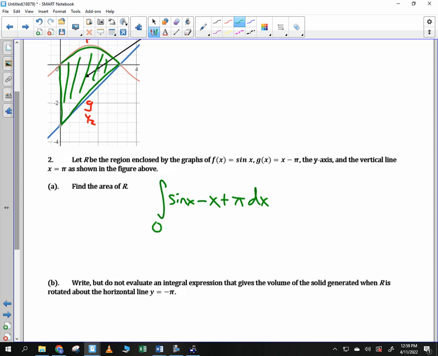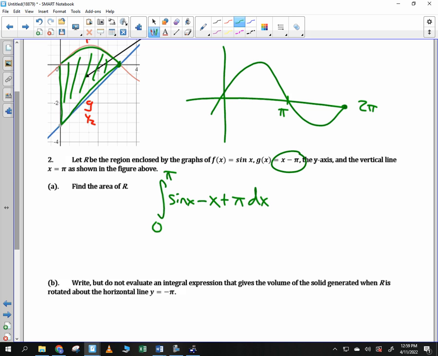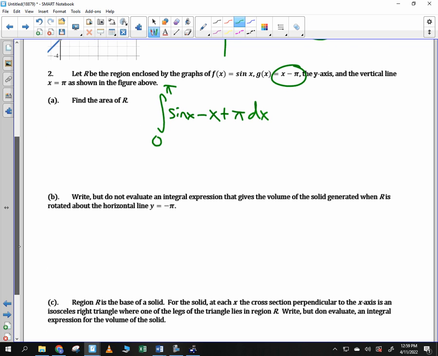Sine function, tell me anything about it. What's the period? 2 pi, so what's halfway in between? Pi, so where is this going to cross? Pi. Folks, look at x minus pi. Where is that going to cross the x-axis? Pi, right? So you can see how that works out. So those are my integration points.